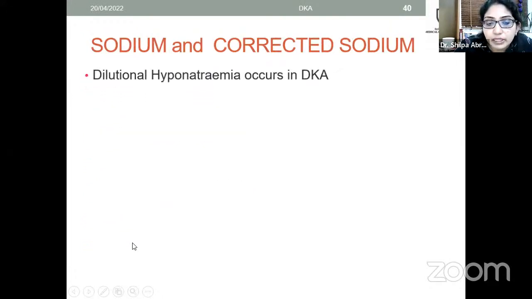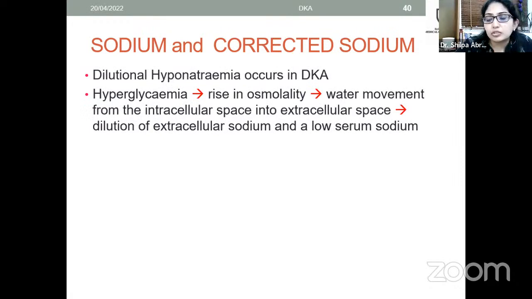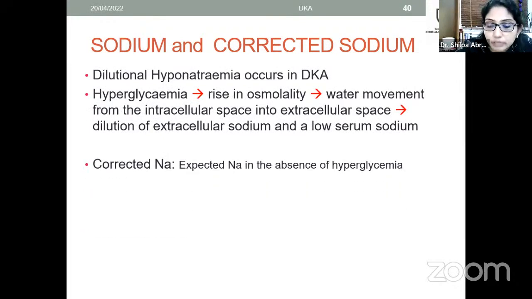Now sodium and DKA, sodium and corrected sodium. So what happens to sodium? There is dilutional hyponatremia in DKA. What happens is, because of the hyperglycemia, there is a rise in osmolality. And what happens when osmolality rises? There is water movement from the intracellular space into the extracellular space. Yes, water is drawn out from the cell into the plasma. So there will be dilution of the plasma. So you will get a low sodium level. So that is dilutional hyponatremia. Now, what is corrected sodium?